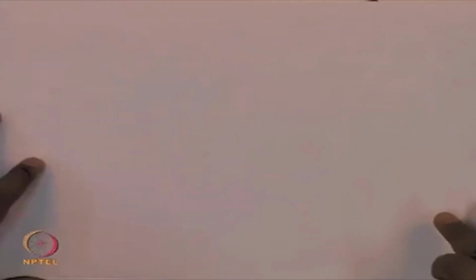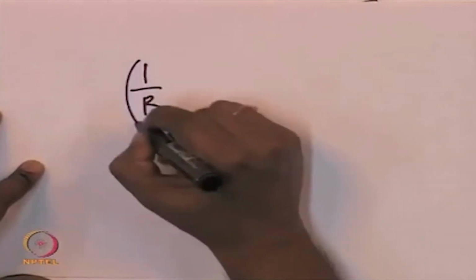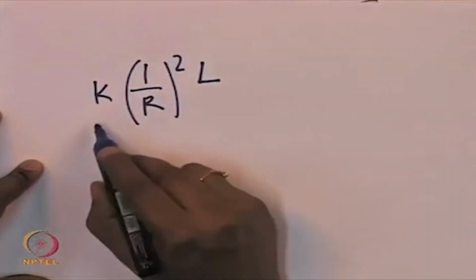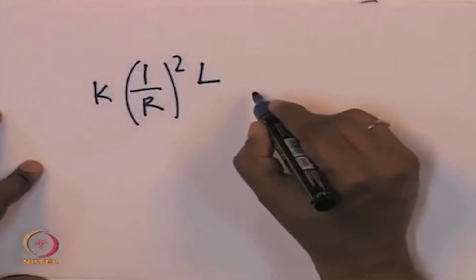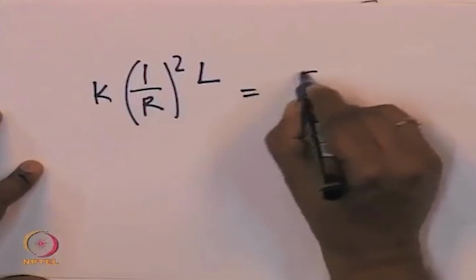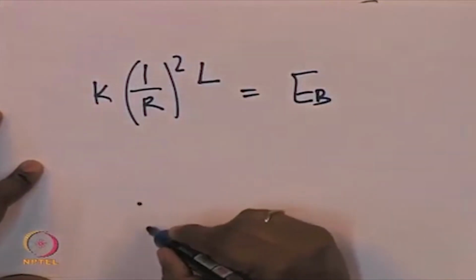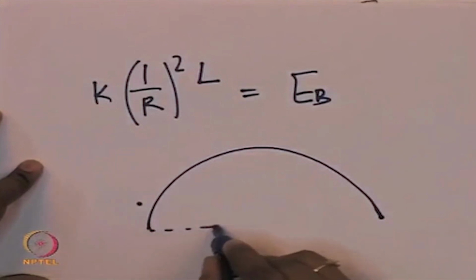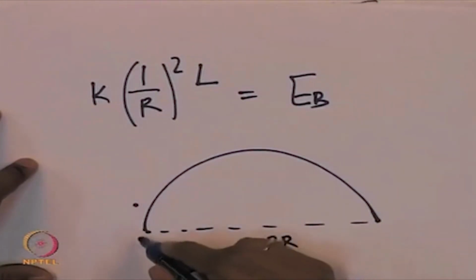It turns out that the bending energy of the DNA can be written as 1 over r squared into L into some constant kappa. This is the bending stiffness. So, this is the bending energy, and when will this be equal to kBT? This is the bending energy of a DNA of length L. If you take this as 2r, then you have to bend it to a circle.